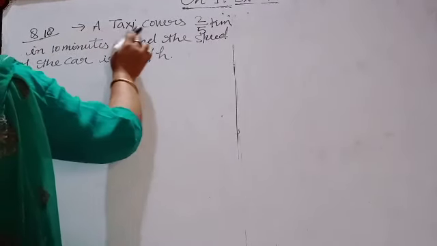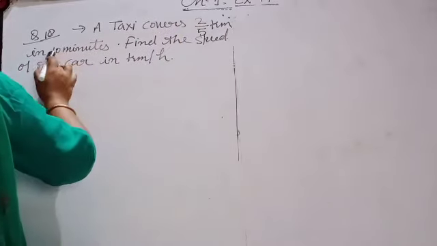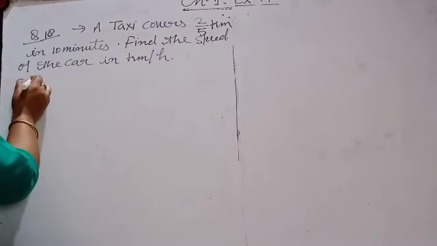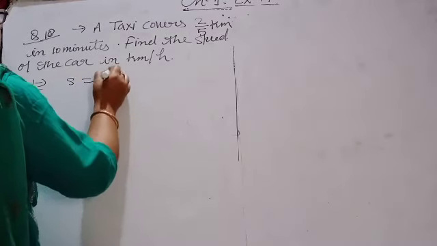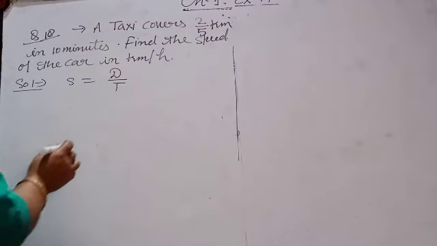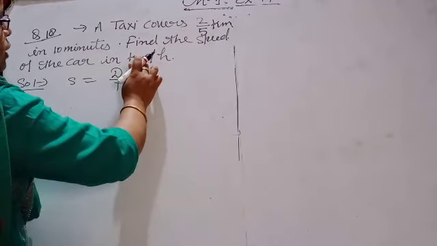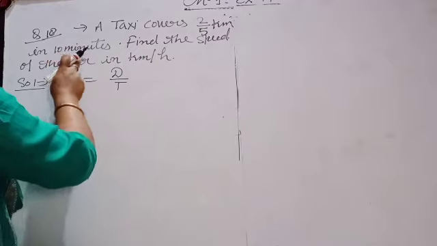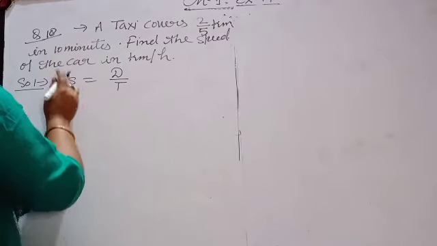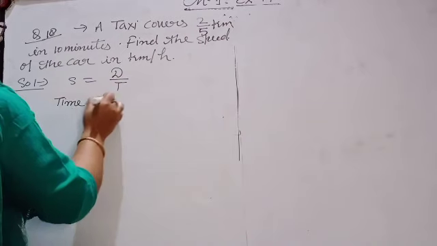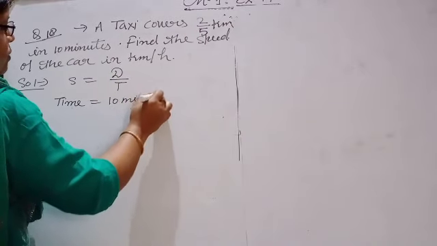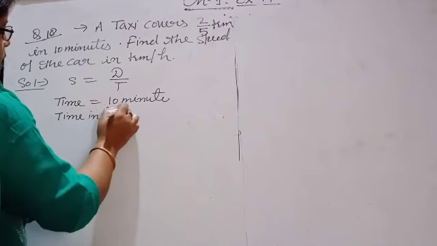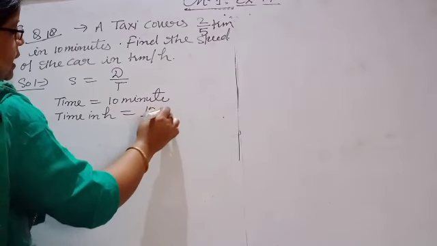Question number 18: a taxi covers 2 upon 5 kilometer in 10 minutes. Find the speed of the car in kilometer per hour. See beta, what do you know? You know that speed is equal to distance upon time. You are given the distance and you have to find kilometer per hour. Already it is in kilometer, so the distance will remain the same, but time is in minutes. Time is equal to 10 minutes, and if you convert it into hours, it will be 10 upon 60 hour.